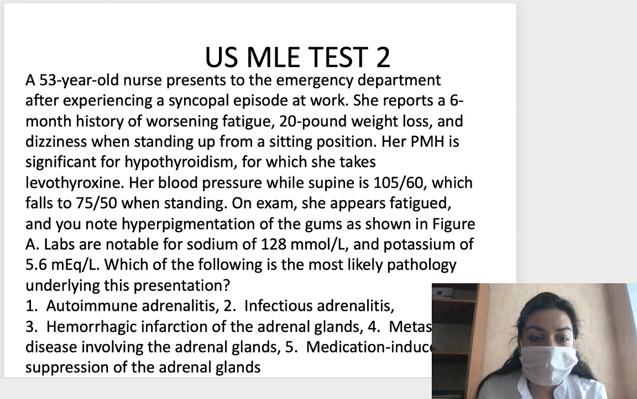First option, it is autoimmune adrenalitis. Next one, infectious adrenalitis. Third, hemorrhagic infarction of the adrenal glands. Fourth, metastatic disease involving the adrenal glands. And fifth, medication-induced suppression of the adrenal glands. Waiting for your answers in the comments.